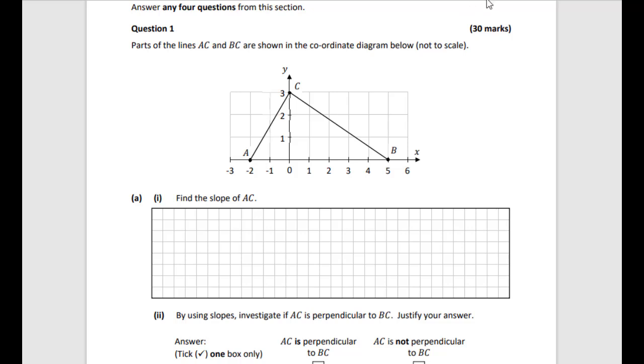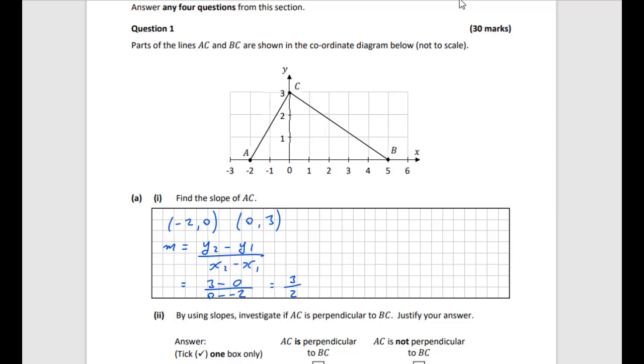We can have a look at the 2 points, for example. The first point would be minus 2, 0, and the second point is 0, 3. So that's just looking at these 2 endpoints of the line segment. We can then use the formula m is equal to y2 minus y1 over x2 minus x1. And we can say 3 minus 0 divided by 0 minus minus 2, and that'll give us a slope of 3 over 2. Now that's one way of doing it.